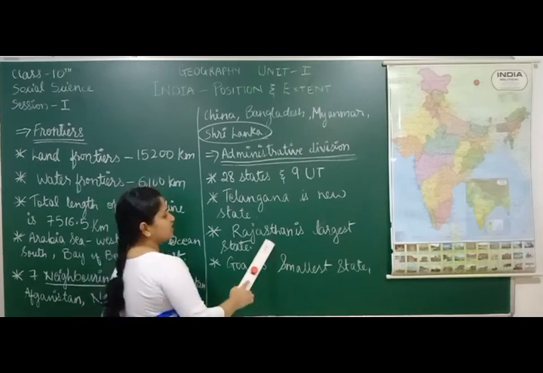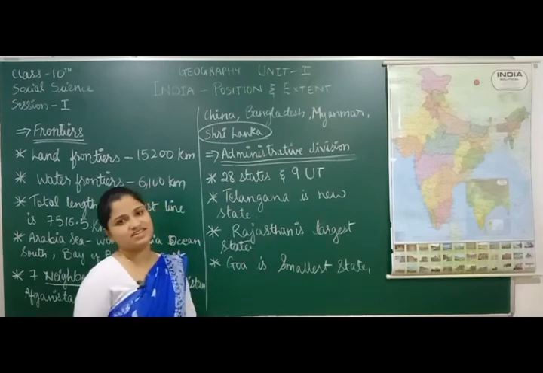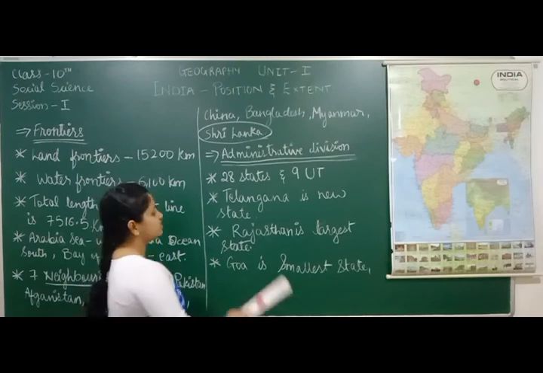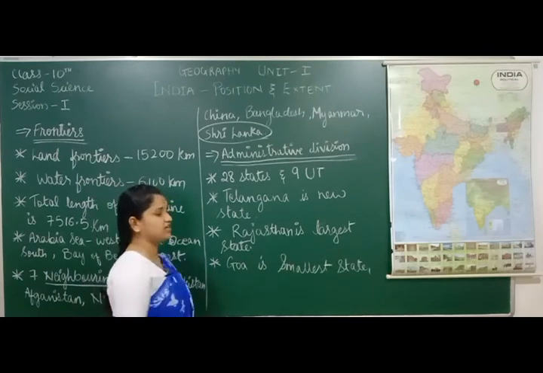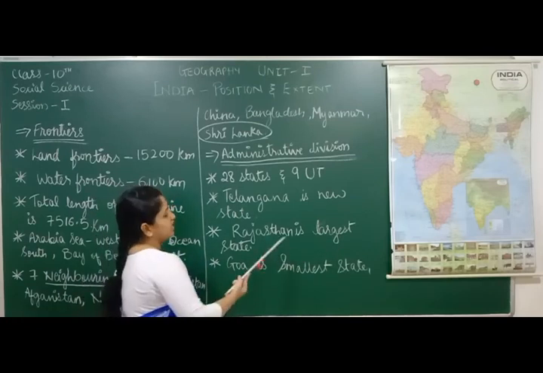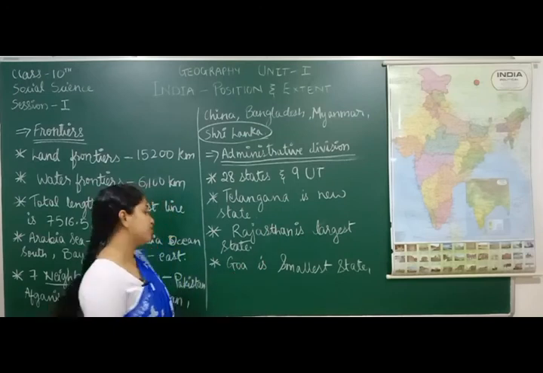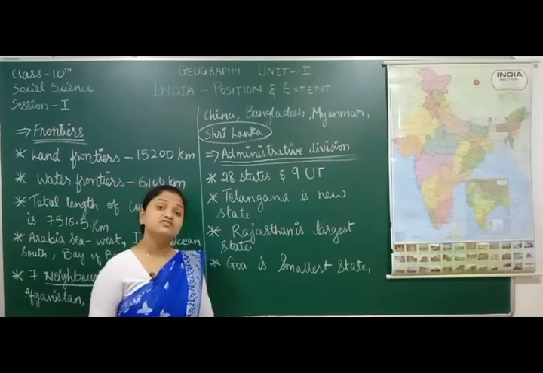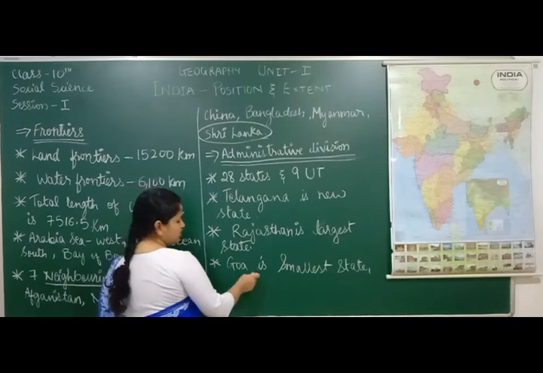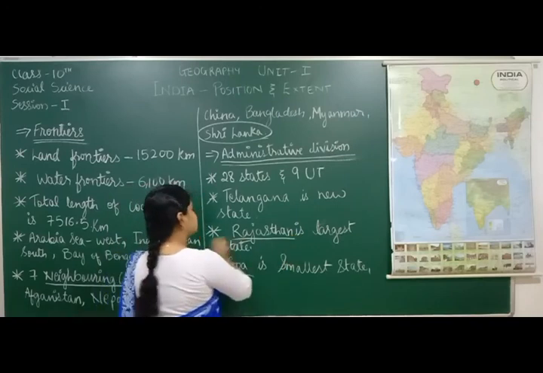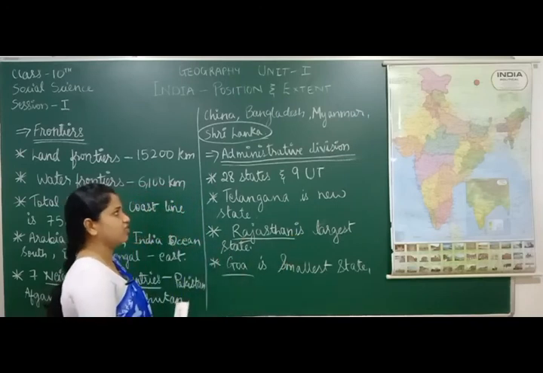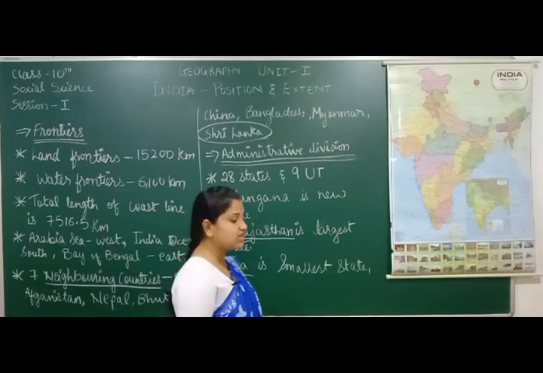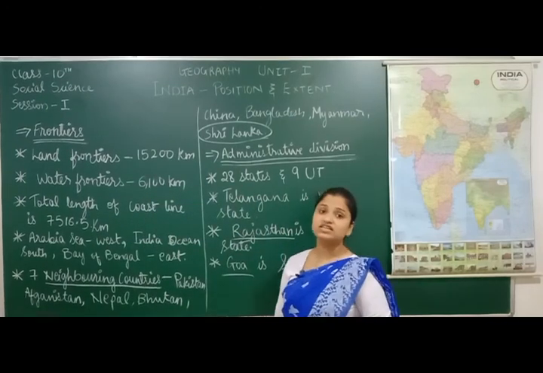Also, Rajasthan is the largest state of our country. And if you are learning about the largest state, you also have to learn about the smallest state of the country. So which is the smallest state here? Goa is the smallest state. Rajasthan is the largest state of our country. So this is how the administration of your country is divided.